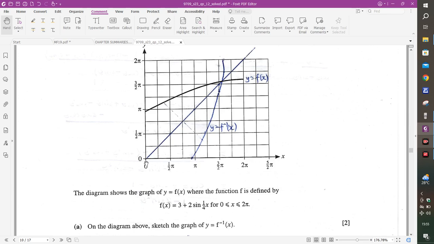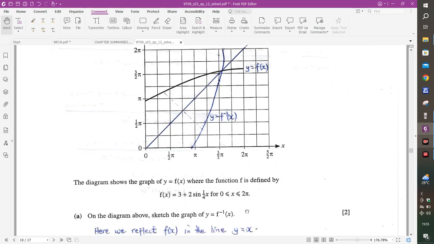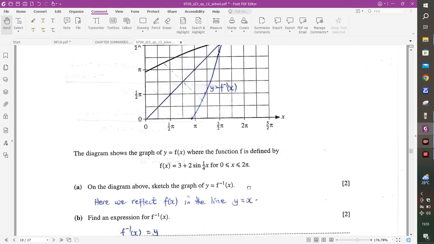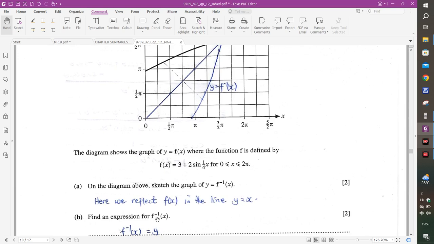So here they helped us, and they put here pi over 2. So the x-axis was in terms of pi, but even the y-axis was in terms of pi. So you needed to draw first this line y is equal to x. Okay, pi over 2, pi over 2, pi, pi, like that. Then you reflect this which is given in that line. So when you reflect that, that means you have drawn the sketch of y is equal to the inverse of x. So find an expression for, that's part B, find an expression for f inverse of x.